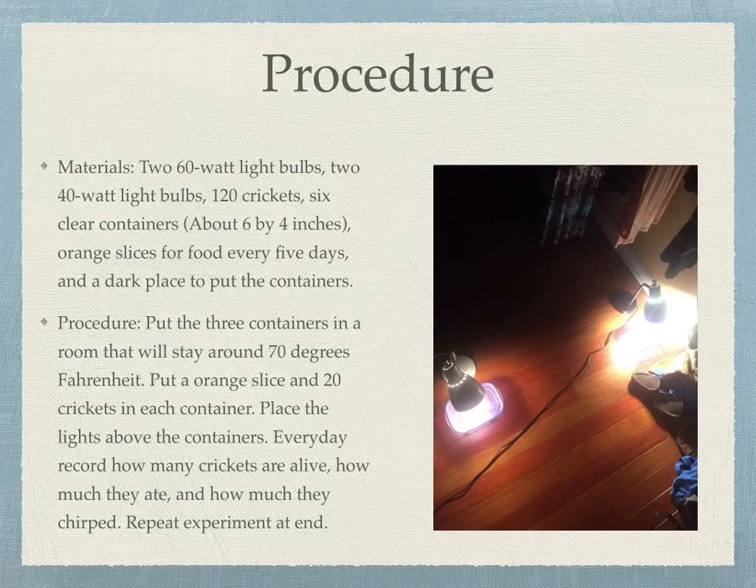So the procedure: put the 3 containers in a room that will stay around 70 degrees Fahrenheit. Put an orange slice and 20 crickets in each container. Place the lights above the containers, matching which lights go with which containers. Every day record how many crickets are alive, how much they ate, and how much they chirped. And then repeat the experiment at the end. And also make sure to replace the orange slice every 5 days.